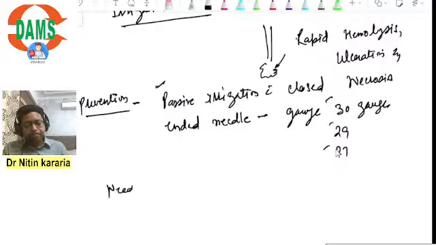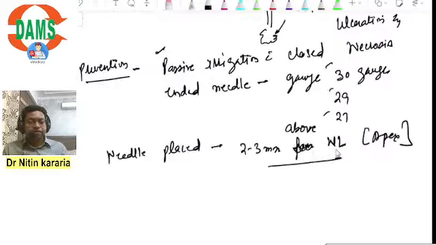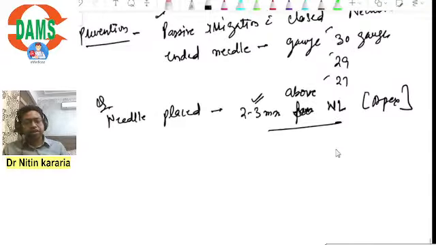Needle is placed for successful irrigation 2 to 3 millimeters from working length. From working length means I would say above working length, or simply apex of the tooth. Okay, if both 2 and 3 are given in the options as separate options, stick to 3 millimeters. The needle tip should be within 3 millimeters of the apex.